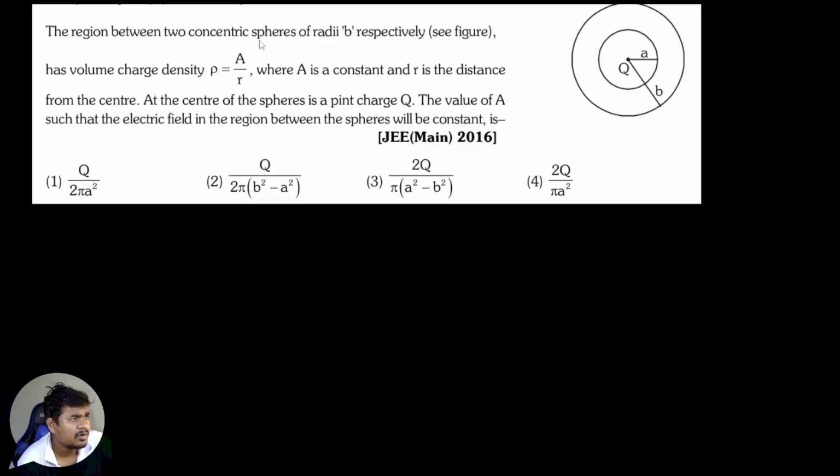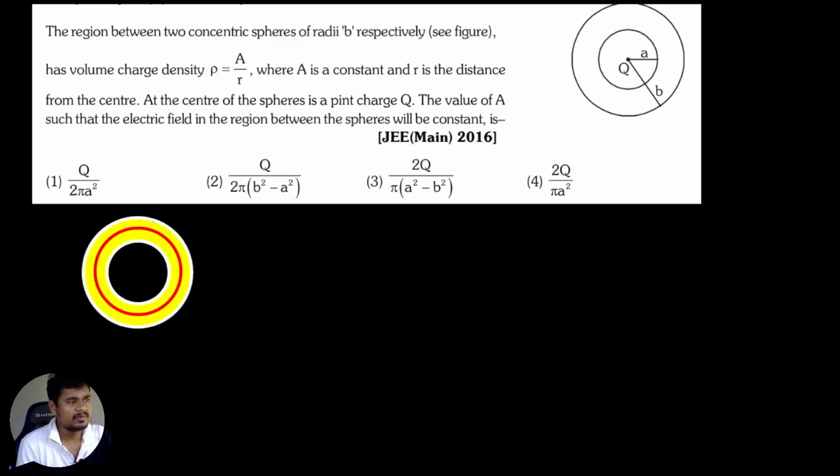The region between two concentric spheres of radii b and a respectively has a volume charge density rho equals a by r, where a is a constant and r is the distance from the center. At the center of the sphere is a point charge q. The value of a is such that the electric field in the region between the spheres will be constant. So we want the electric field in this region to be constant.